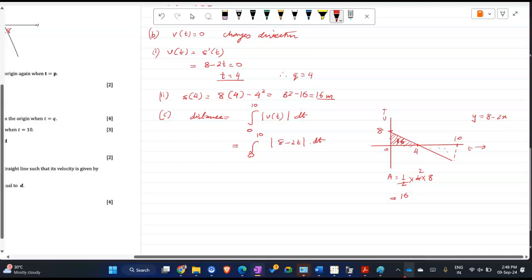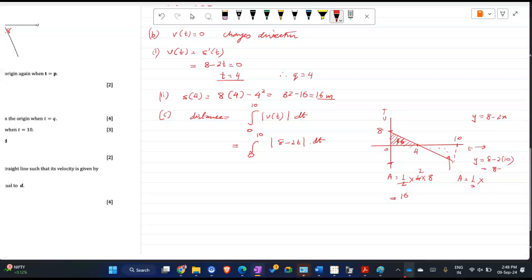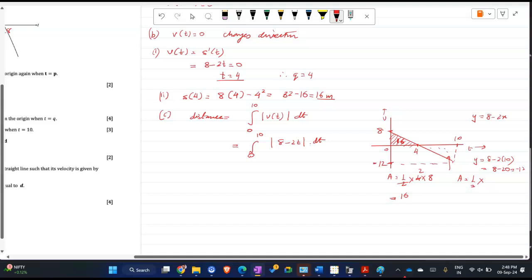And you have to find this area. This area will be half into 6, half into, now if you put in 10, y is equal to 8 minus 2 into 10. So 8 minus 20, that's minus 12. So this would be minus 12. So half into 12 into 6. See, this would be 12 because when you substitute 10 in this, you'll get minus 12. So this is 4 to 10. 4 to 10 is how much? 6. So this is 6 and this is 12.